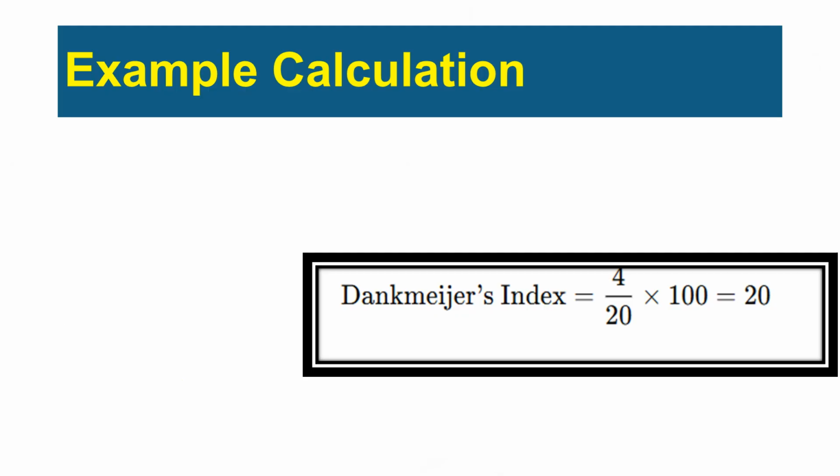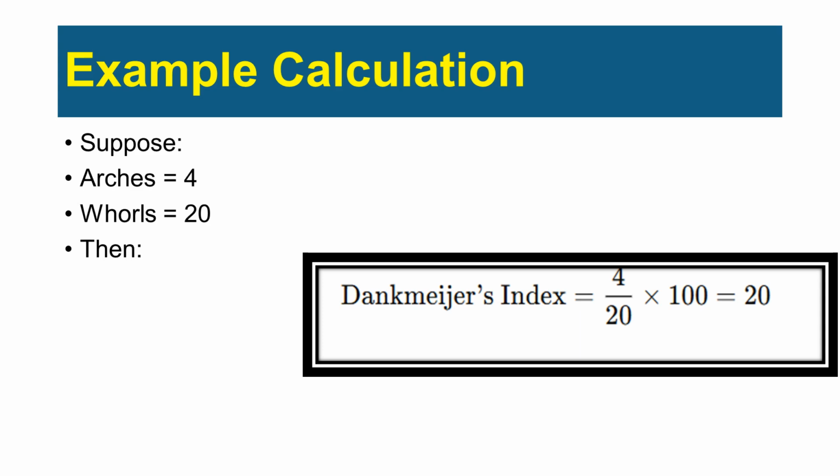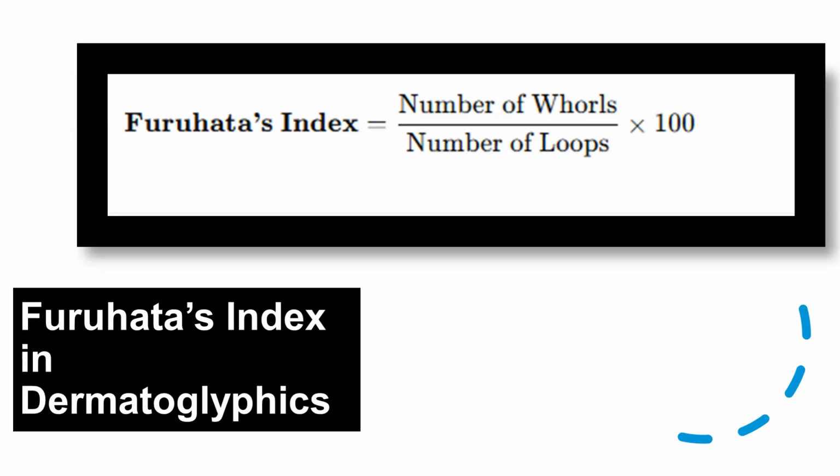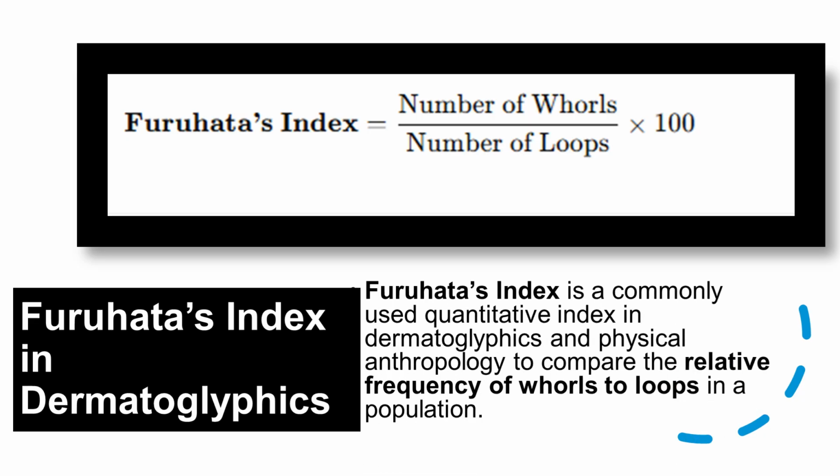Example calculation. Suppose arches equals 4. Whorls equals 20. Then Dankmeijer's index equals 20. Furuhata's index in dermatoglyphics. Furuhata's index is a commonly used quantitative index in dermatoglyphics and physical anthropology to compare the relative frequency of whorls to loops in a population.